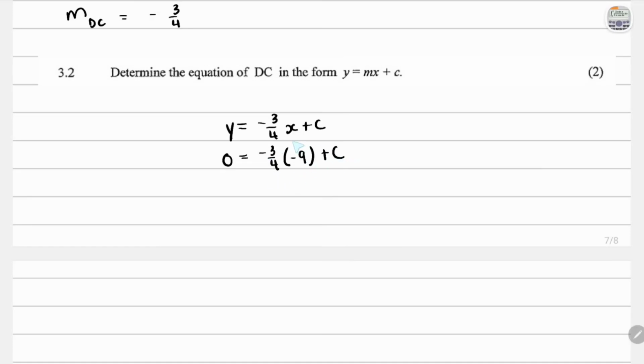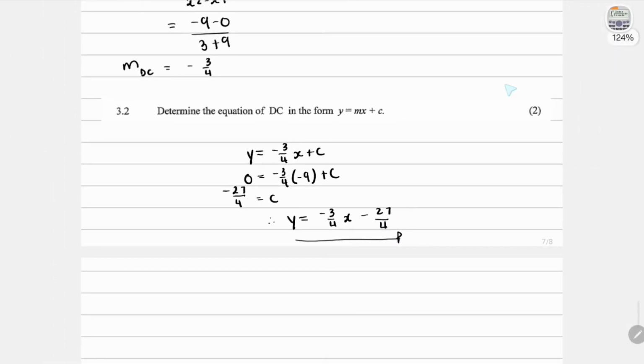So let's find out what that is first. So this will give us 27 over 4. So we can take it over and it's negative. 27 over 4 is c. And so therefore y is equal to negative 3 over 4 x minus 27 over 4. And that is the equation of line DC.